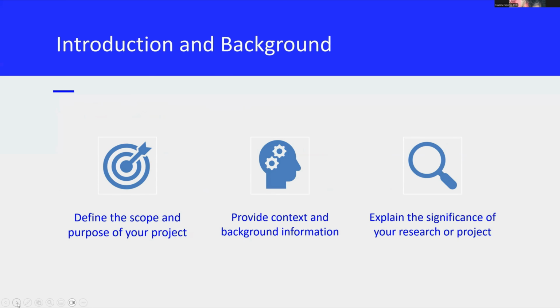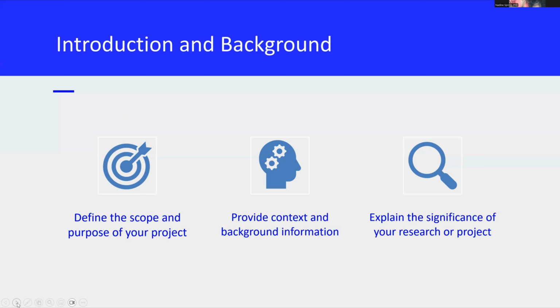The introduction and background. In this section of your capstone project, you will need to clearly define the scope and purpose of your project. Why is this important? What meaning does this project have? So you start by explaining what your project is about and the specific aspects you'll be addressing. Next, you're going to provide context and background information to give readers a thorough understanding of the topic. This might include historical context, current trends, or relevant data that frames your research.